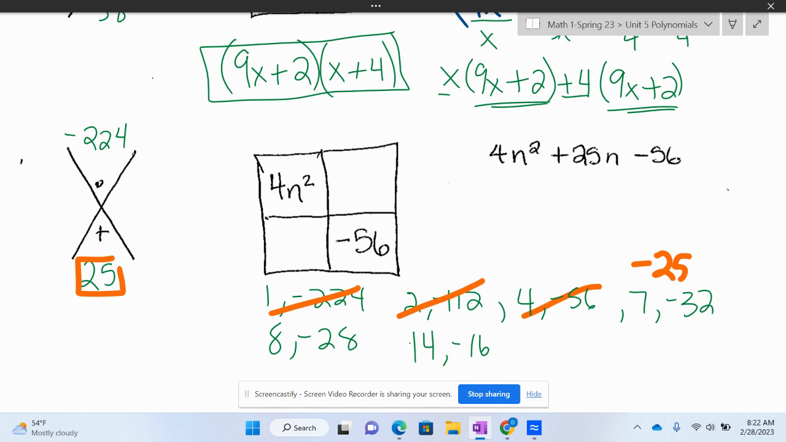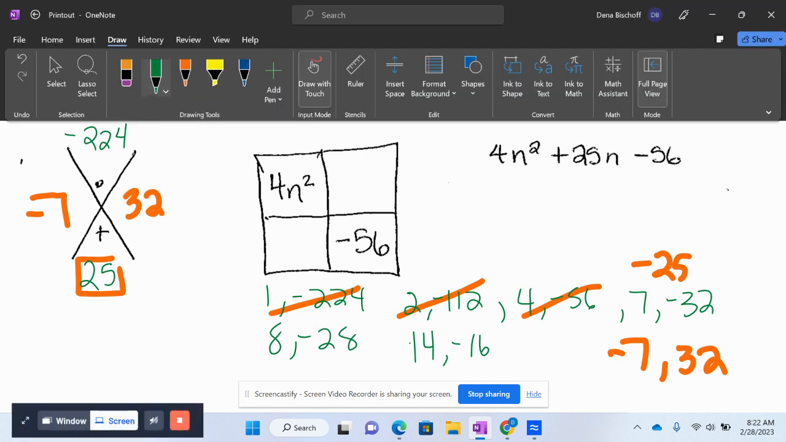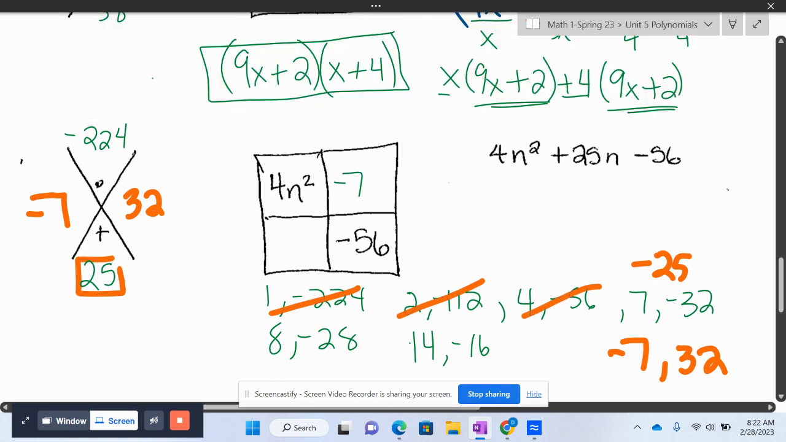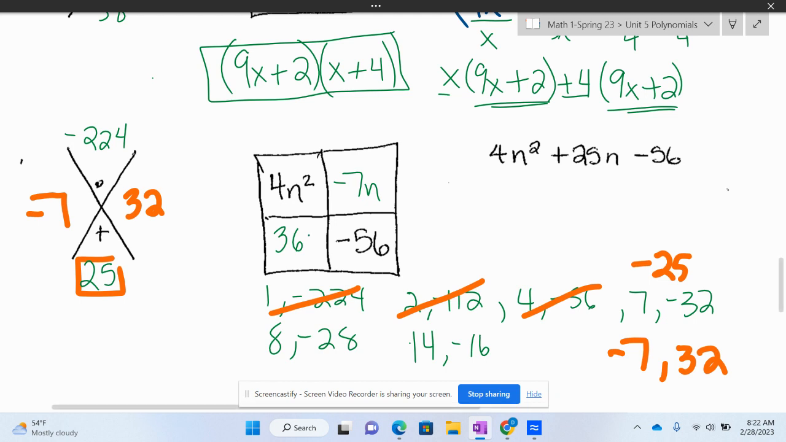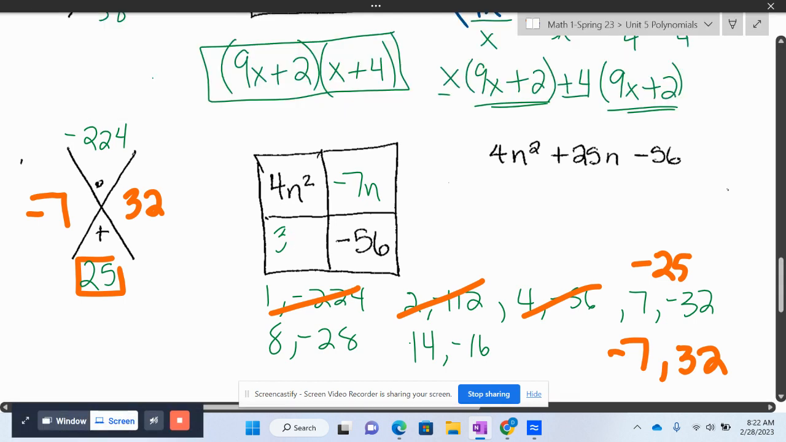So if I want a positive 25, what? Make the 7 negative and the 32 positive. Yeah, that's what I want you guys to understand. So my 7 is going to be negative and my 32 is going to be positive. So I'm going to put those in my box, negative 7 in and positive 32. Oh, dang it. Positive 32 in.